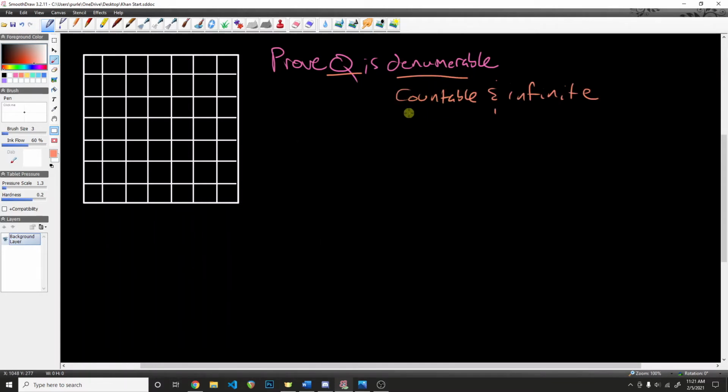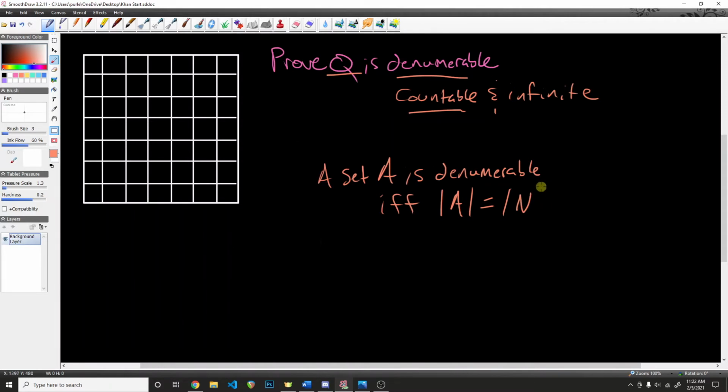Now, to be countable essentially means we can have a mapping from the natural numbers. There's actually a more formal definition. We can say that a set A is denumerable if and only if the cardinality of A is equal to the cardinality of N, where N is the natural numbers. That being said, the natural numbers is infinite.